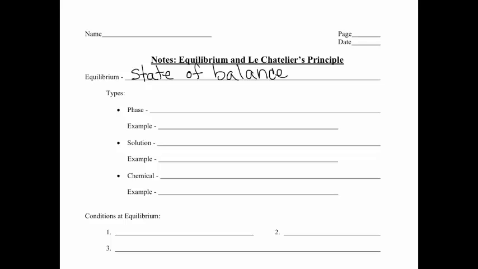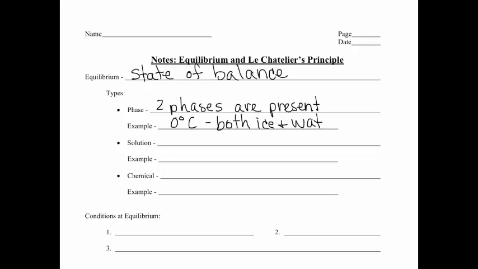We're going to talk about first phase equilibrium. This is when two phases of matter are present at the same time. And a phase of matter, if you recall, are solid, liquid, and gas. So an example might be at 0 degrees Celsius, you have both ice and water. And if you could maintain that temperature, then you would continue to have both ice and water.